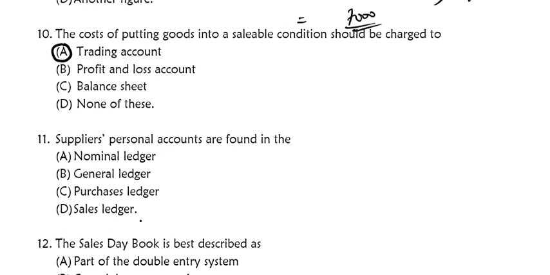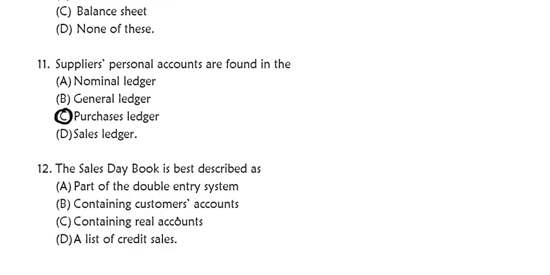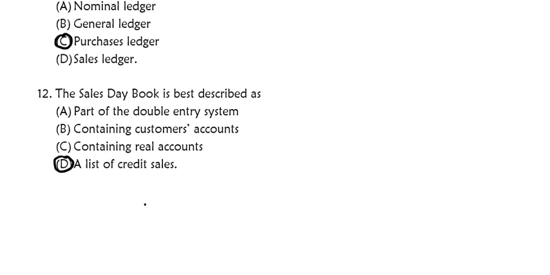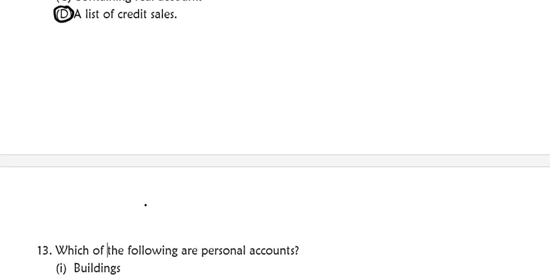Suppliers' personal accounts are found in the purchases ledger. That's where you find personal accounts of suppliers. The sales daybook is best described as part of our entry system containing customer accounts, containing real accounts, a list of credit sales. So here the answer is D. The sales daybook is a list of credit sales. Remember, all credit sales are going to be listed in the sales daybook, sometimes referred to as the sales journal.